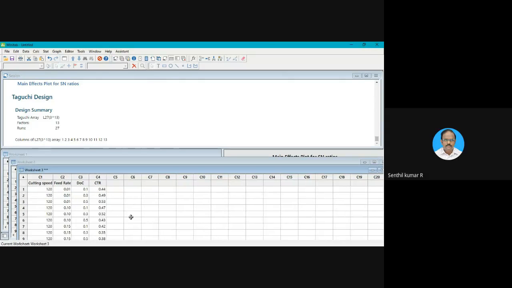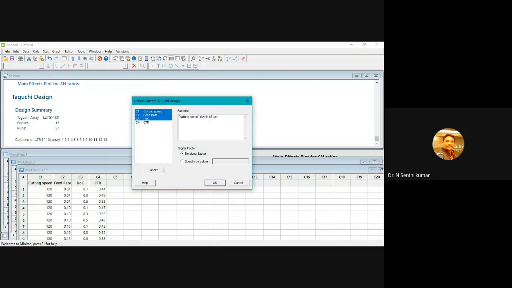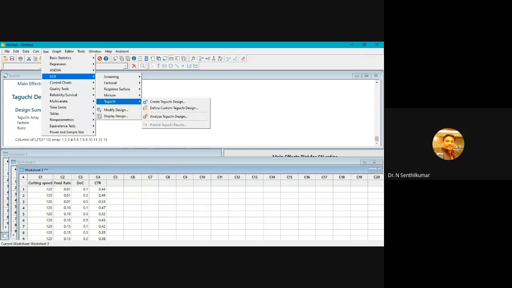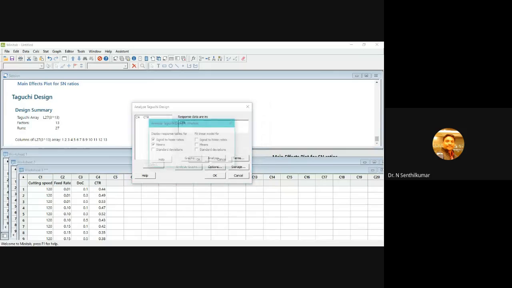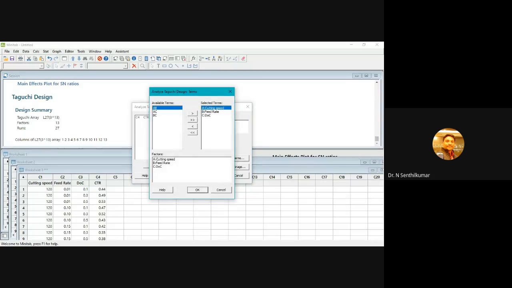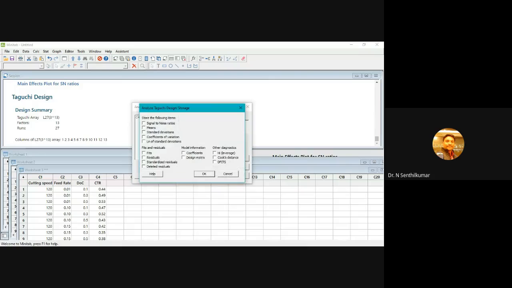The star was arising because it is just a replication of L9 3 times. Yes, sir. That's why it is not coming. Okay, DOE, then Taguchi, define. Then Start DOE, Taguchi, Analyze. Then graphs: SN ratio. Then analysis: signal to noise ratio. Then terms. Here I am going to get all these terms. Then options: smaller the better. Then storage.